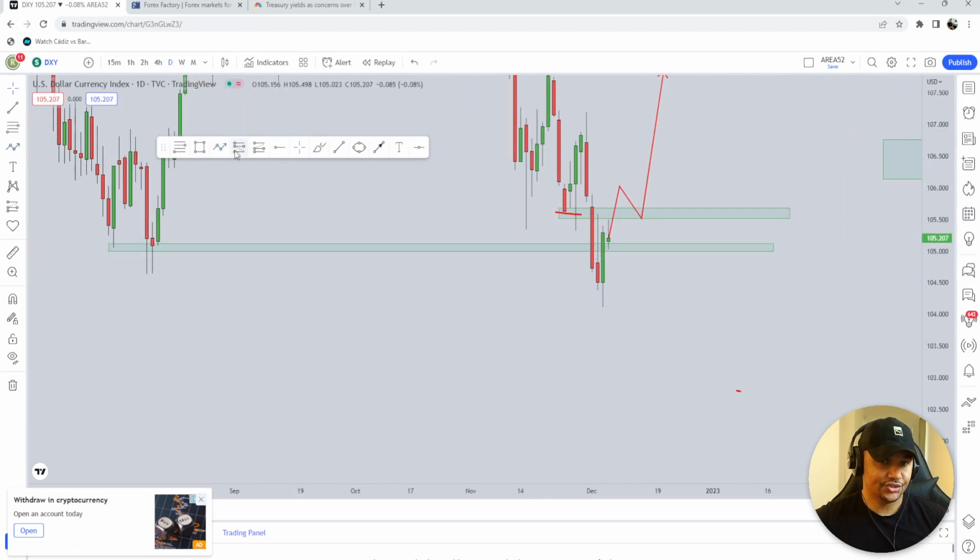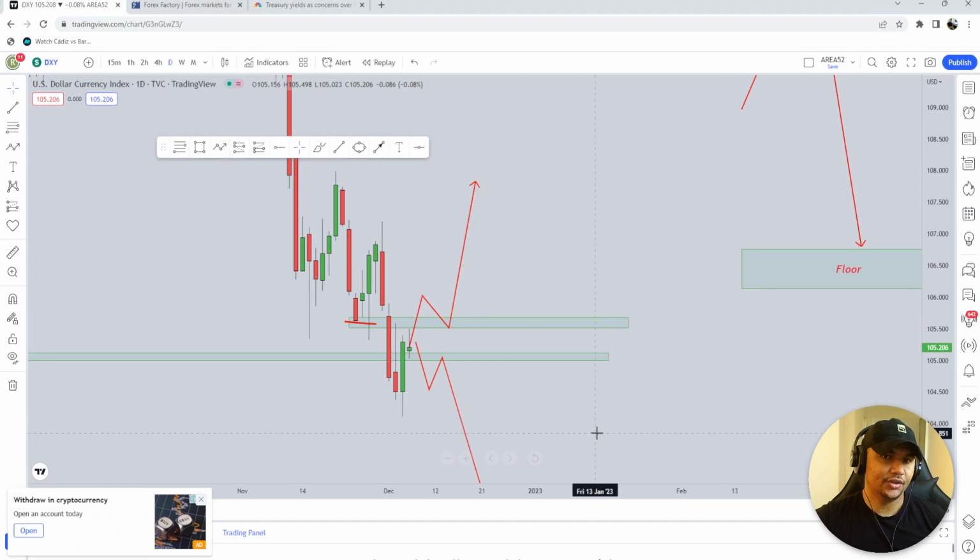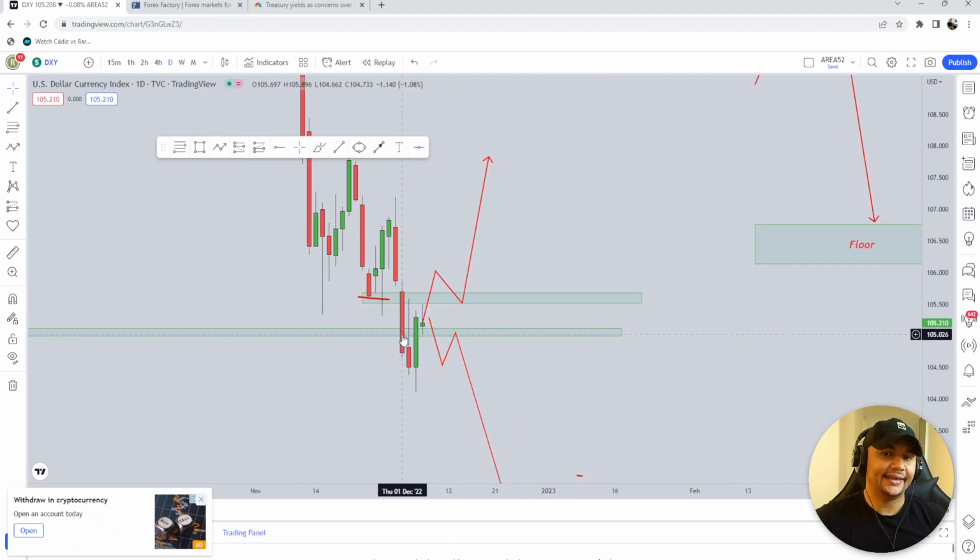And the best place to sell this would be to wait for a clear break of the floor, a retest of the ceiling, and then wait for that continuation to the downside. And the best place to buy it is to wait for a clear break above the ceiling. The ceiling will become support, and then you can start looking for buying opportunities.